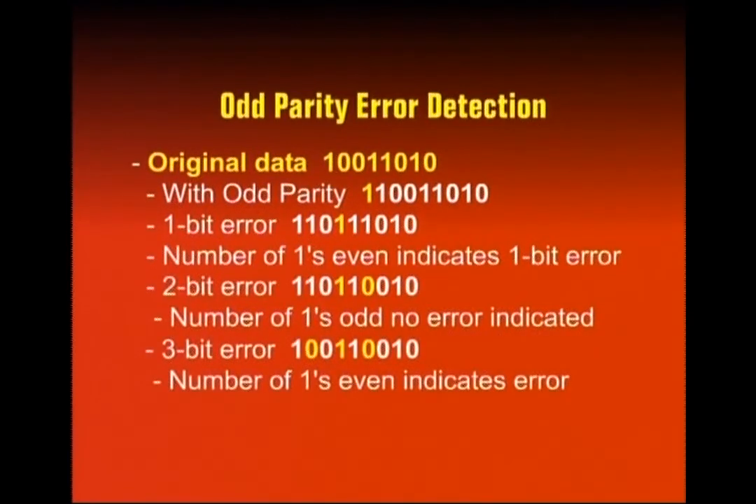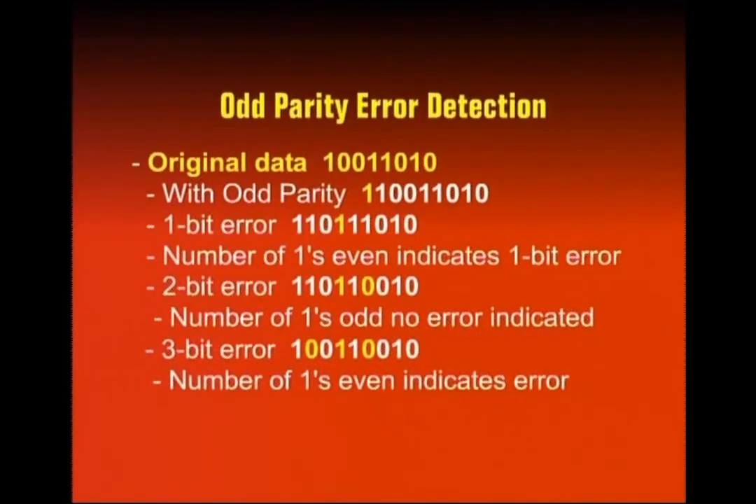Now let us consider the third case. We send the original message with the parity bit and a 3-bit error occurs. The 3 bits which change due to an error are underlined. Now, how many ones do we receive at the receiver end? The total number of ones received in the 9-bit message is 4. It is an even number. So that means an error has occurred. But we are not sure if a single bit error has occurred or a 3-bit error has occurred. But we know that an error has occurred.